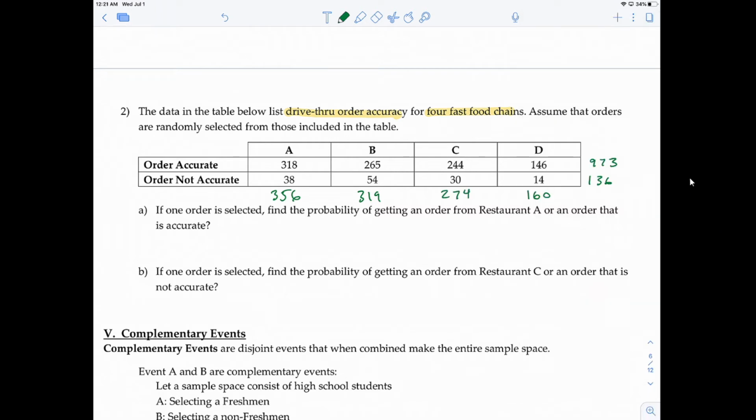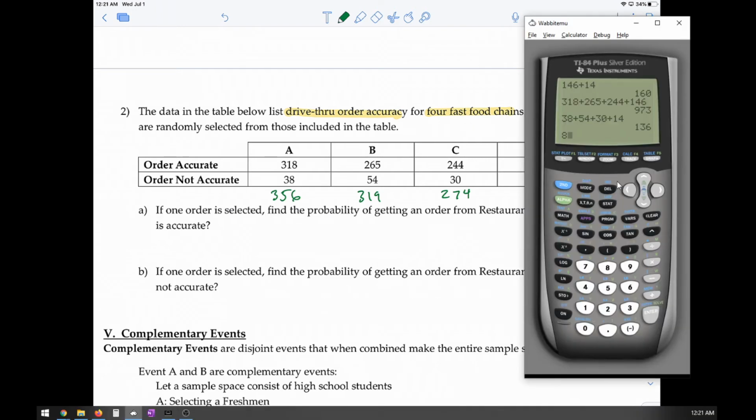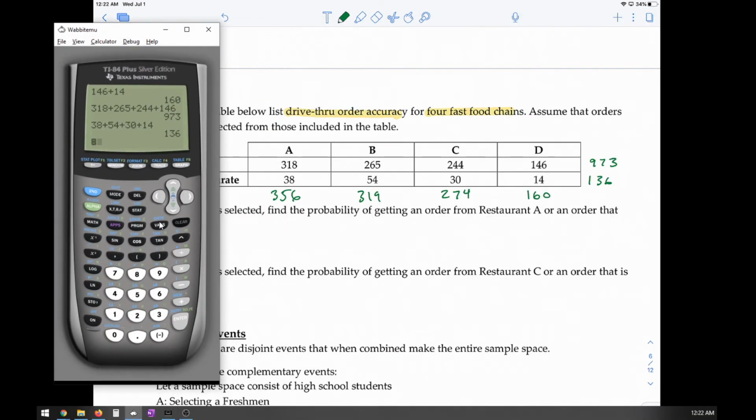and this would be what you would get if you added up these columns as well and then these rows, right? So for example, this 973 would be the total number of orders which were accurate, and then 136 were not accurate, and this would be the D column, this would be the C, right? So to get the total number of orders, that's also a good number to get. You can add the accurate orders with the not accurate orders. So if you add 973 plus 136, the total is 1109, right?